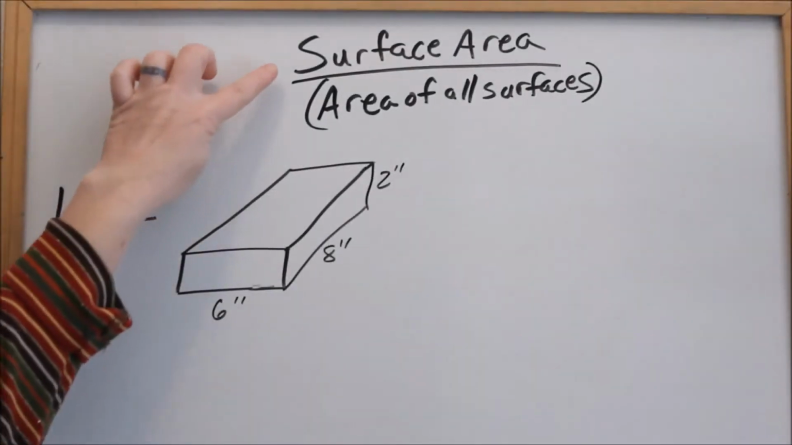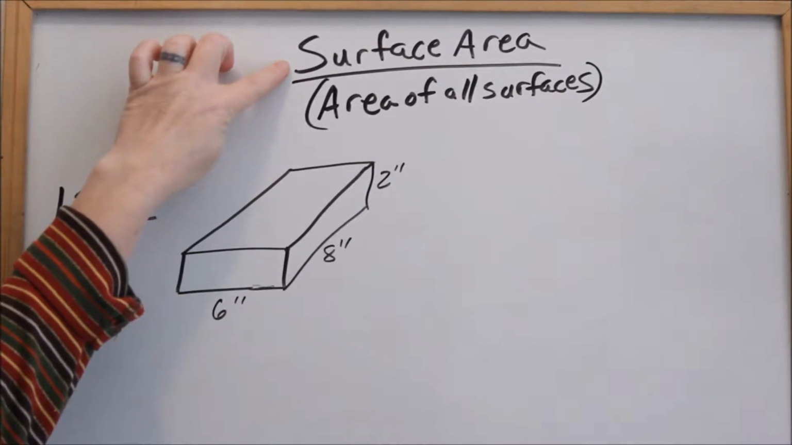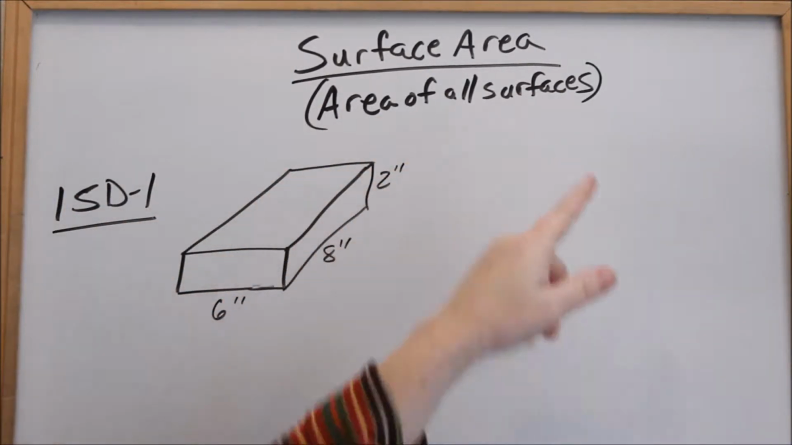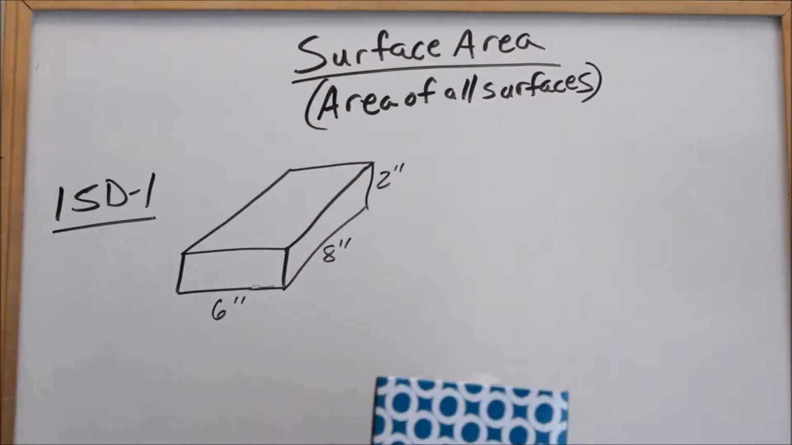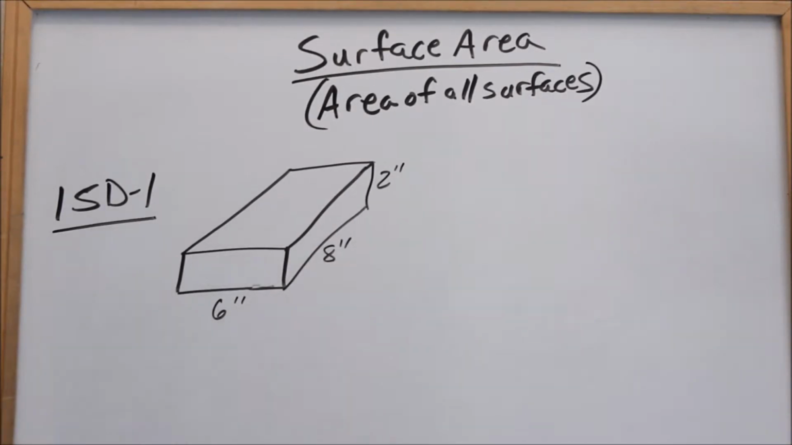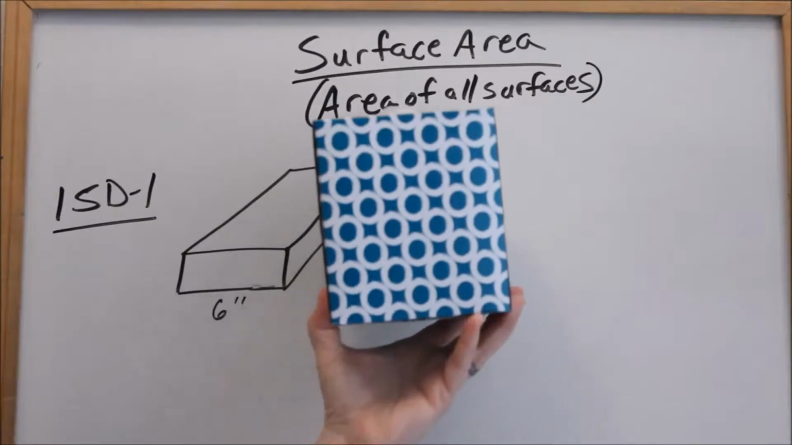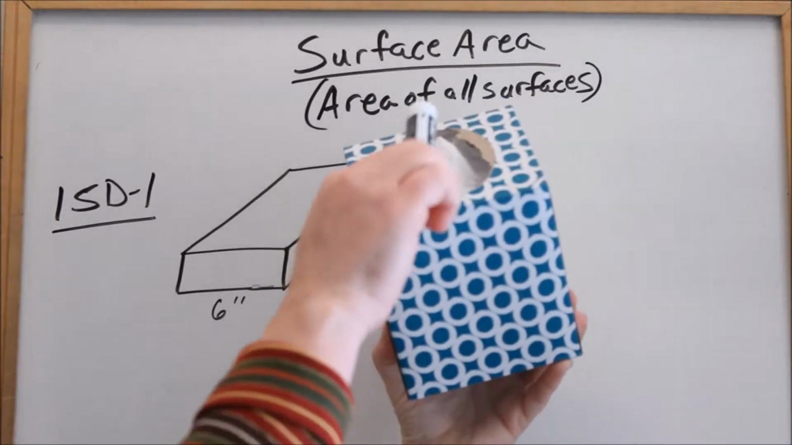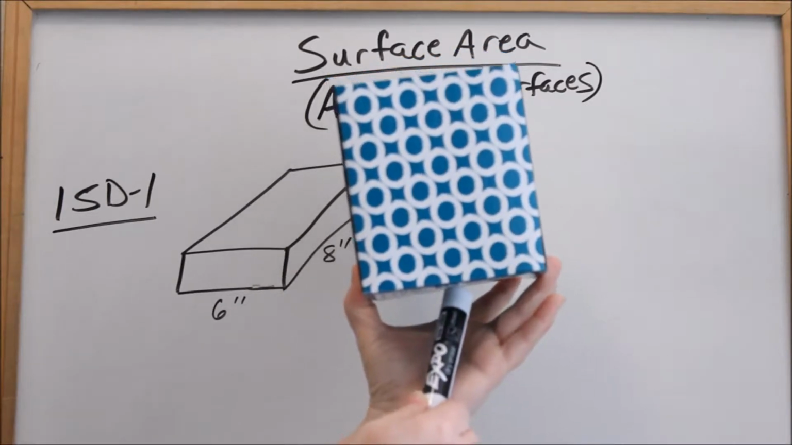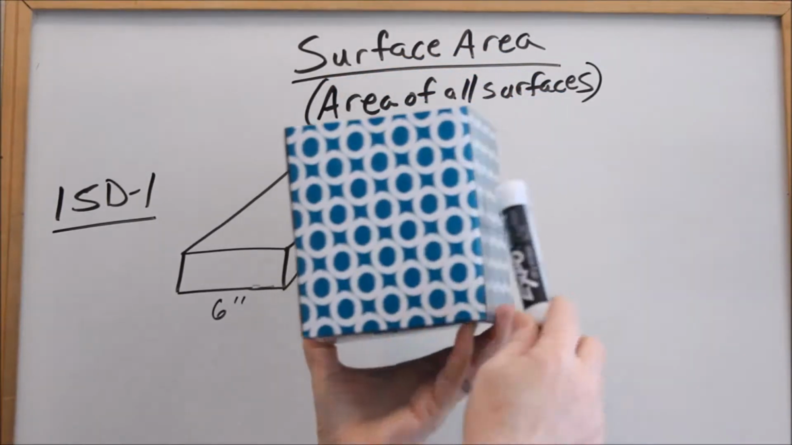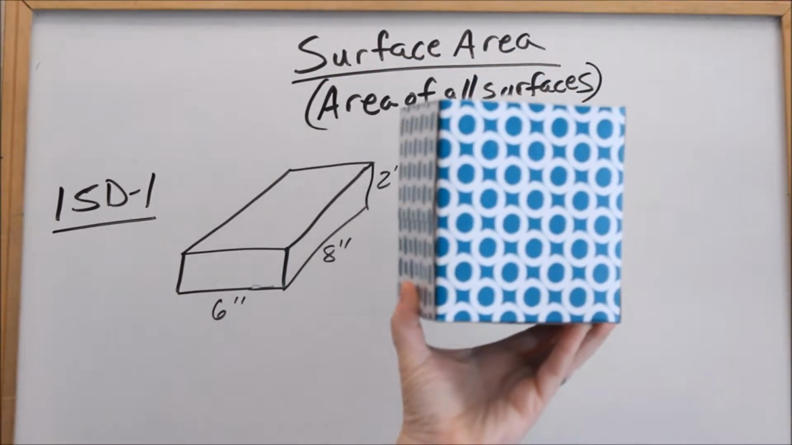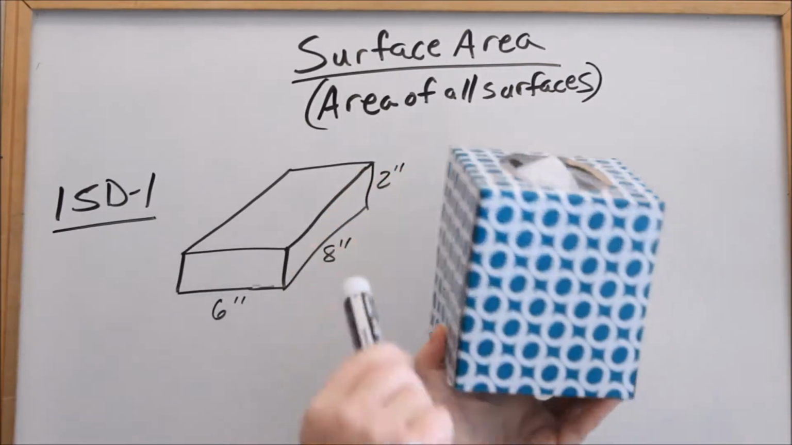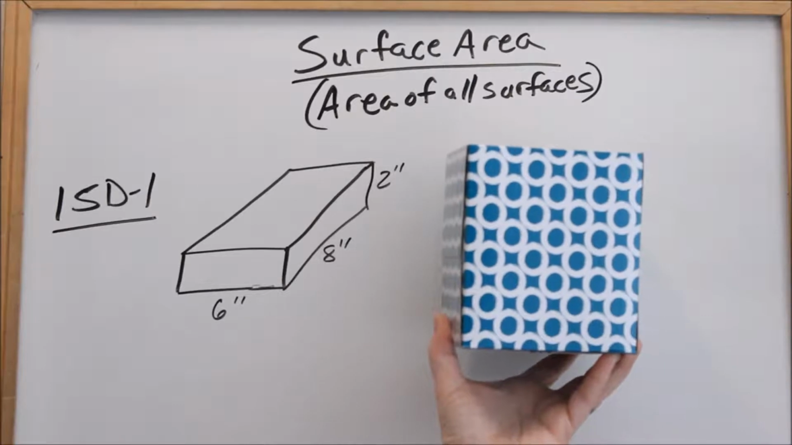Okay, today we're going to do surface area, and surface area is exactly what it sounds like. It is the area of all the surfaces. If I had this Kleenex box right here, how many sides do I have on it? I have the top and the bottom, so that's 2, and then all 4 sides around, so that's 6 sides, okay? So I need to find the area of all 6 sides and then add them up together.